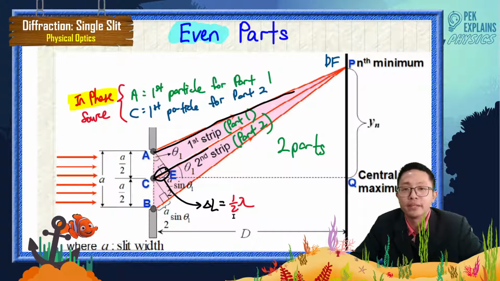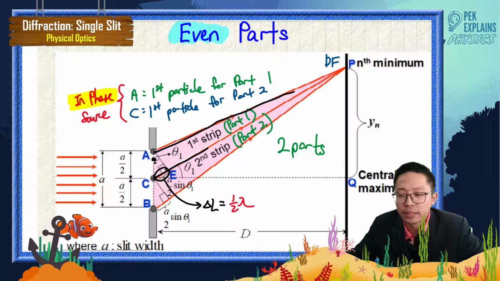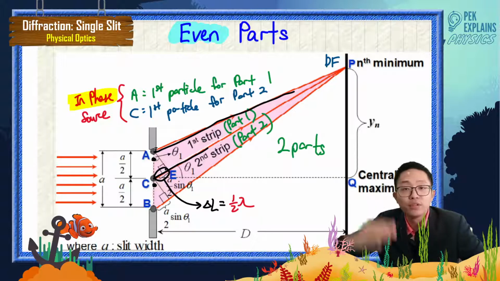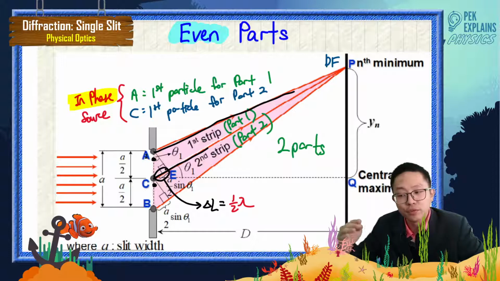They cancel each other because their delta L is half lambda, so they produce a dark fringe. Now, what's the following one? I move down one particle. Now I talk about the second particle of part 1, and then the second particle for part 2 also. For part 1, I move down one particle, and part 2 also I move down one particle.